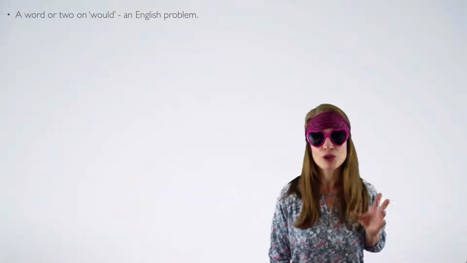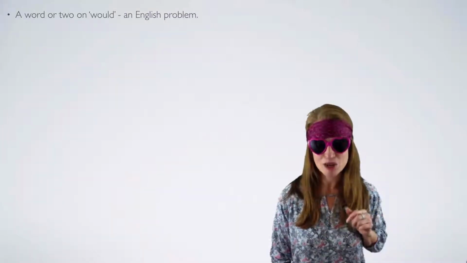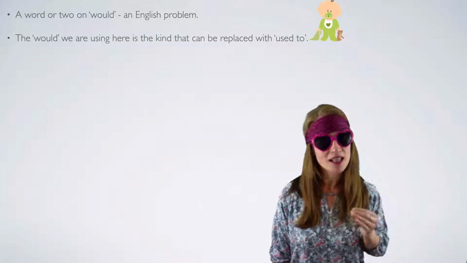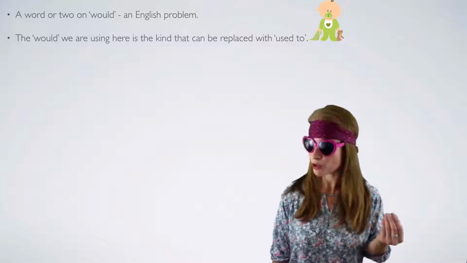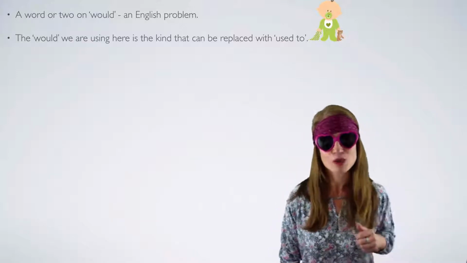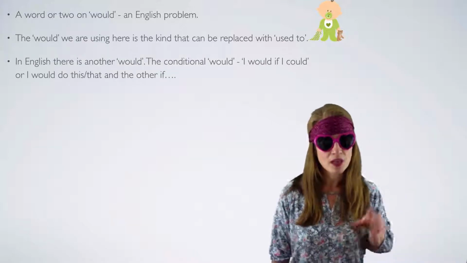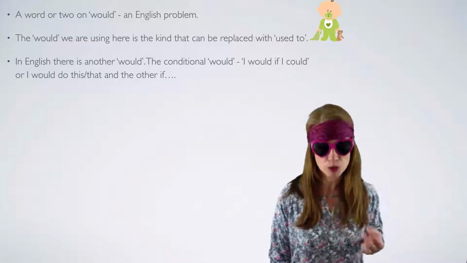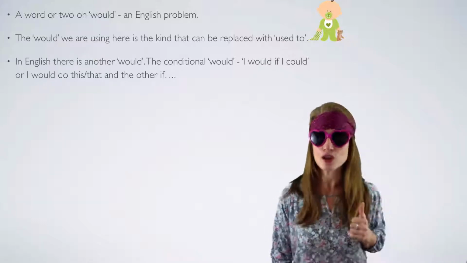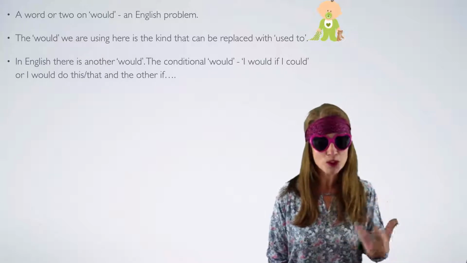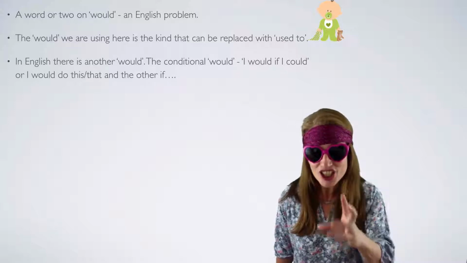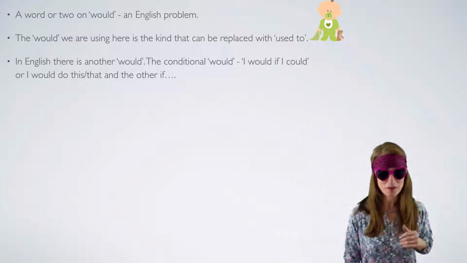A word or two on would, which is an English problem. The would we are using here is the kind that can be replaced with used to. When I were a lad, I used to, I would. In English, there is another would, the conditional would. I would if I could, would. Or I would do this or that, and the other if. It's conditional. It's based on a condition.